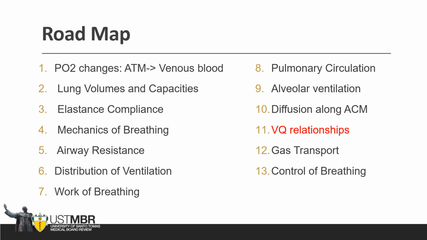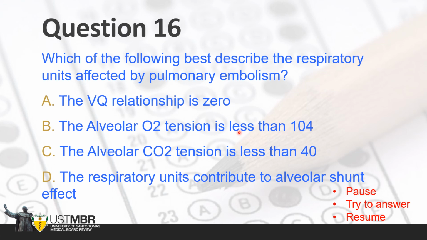So let us now move on to the 11th subtopic, which is V/Q relationship. Which of the following best describe the respiratory units affected by pulmonary embolism? A, the V/Q relationship is 0. B, the alveolar O2 tension is less than 104. C, the alveolar CO2 tension is less than 40. And D, the respiratory units contribute to the alveolar shunt effect.